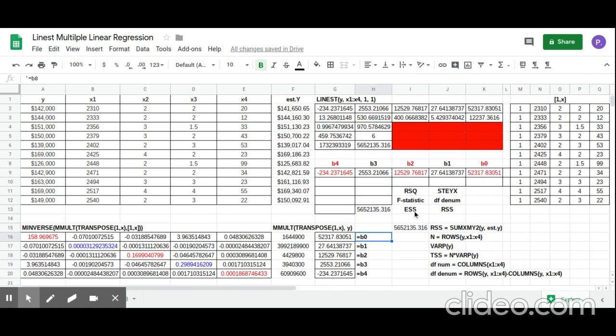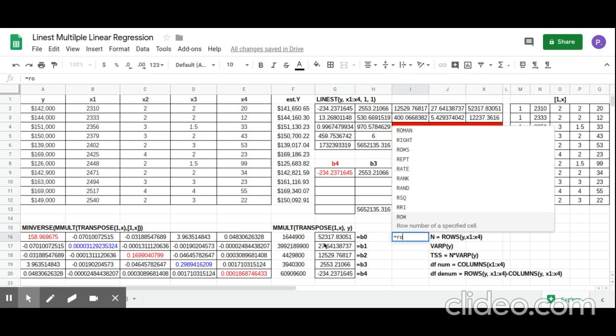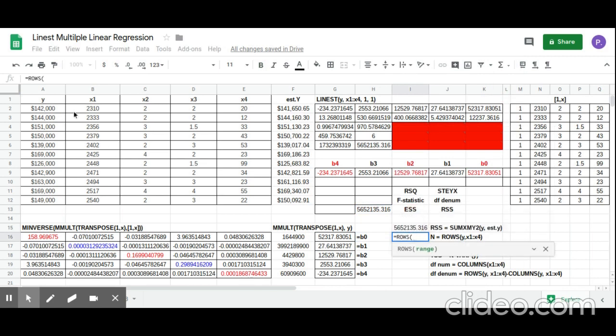Next, we calculate the total sum of squares. But before we do that, we calculate the population, which is the rows of the data range. Here our population is 11. And then we calculate the variance of the population y. And from here, we can calculate the total sum of squares, which is equal to the population times the variance of the population y.